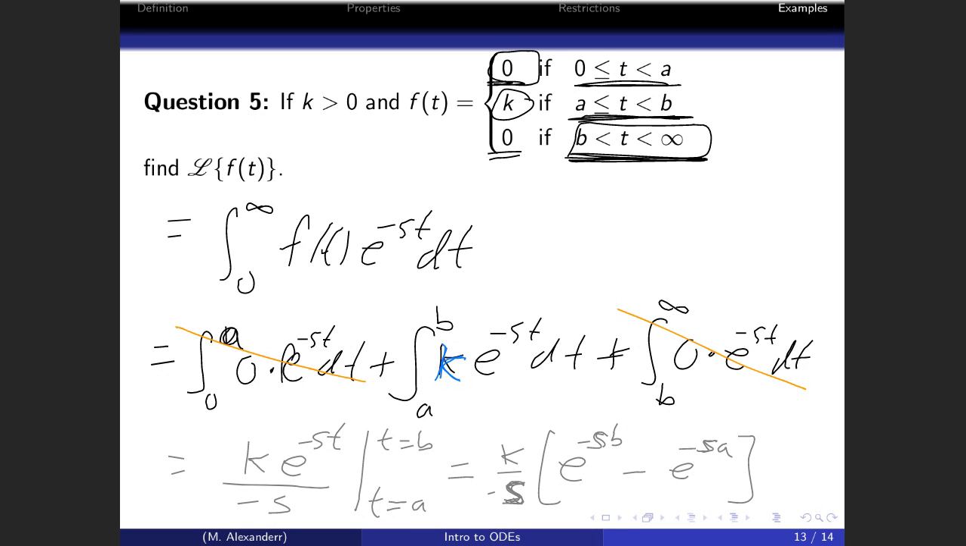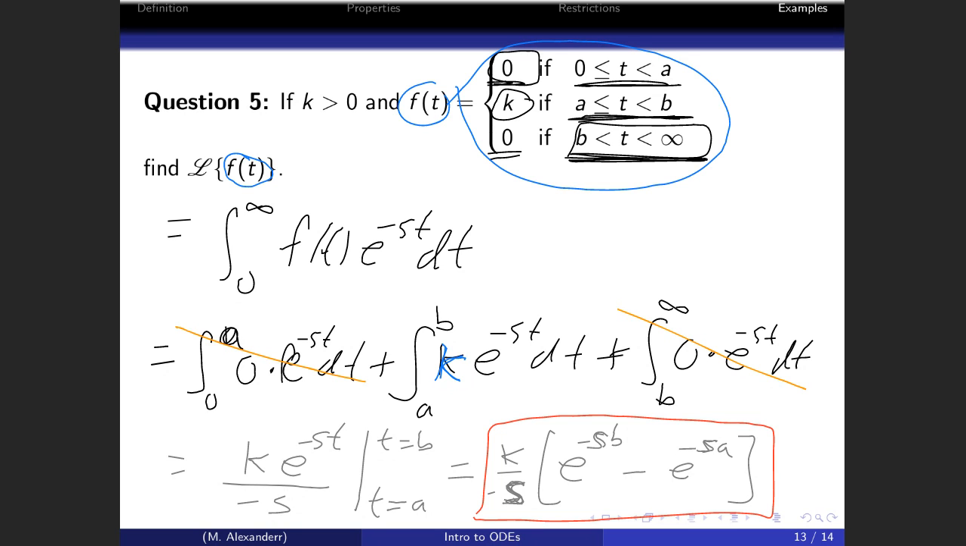And so what we're saying is this is our Laplace transform. The function in the red box is the Laplace transform of the original blue function. And the original blue function was given to us as a piecewise function. And so this is how you calculate the Laplace transform of a piecewise function.